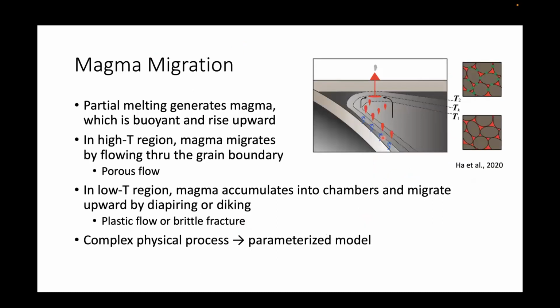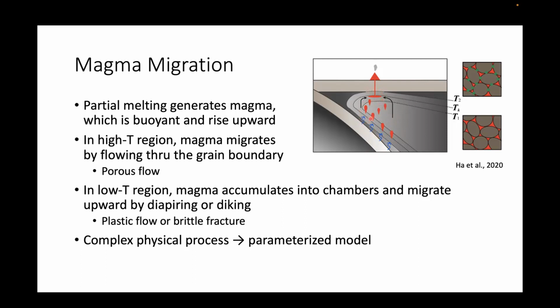After we have some partial melting, it will generate magma, and the magma has lower density, so it is buoyant and it will migrate upward. This migration process is very complicated. In the high temperature regime, this magma migrates by flowing through the grain boundaries. So it is a percolation, and this typically needs to be described with a two-phase or porous flow.